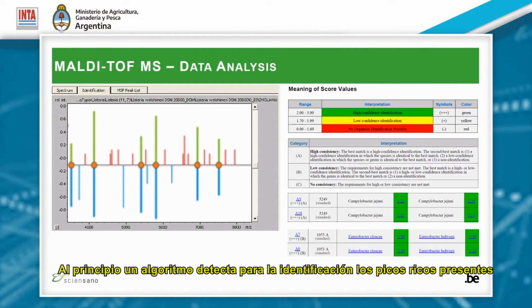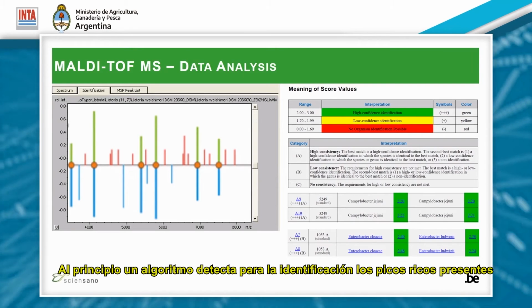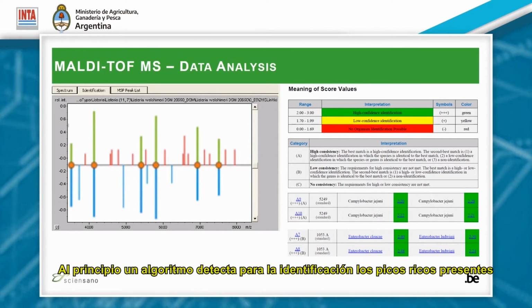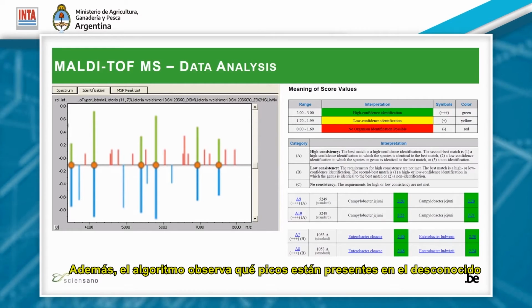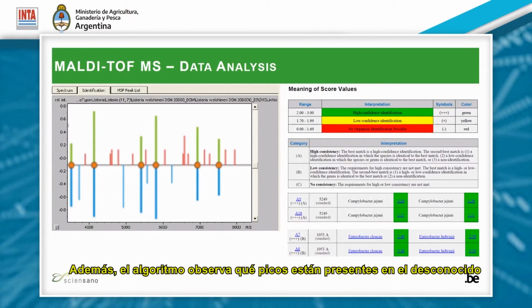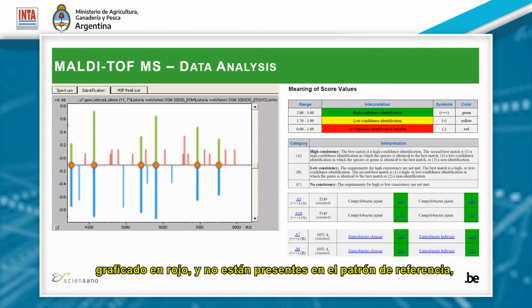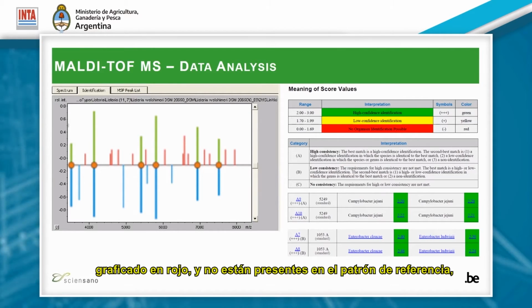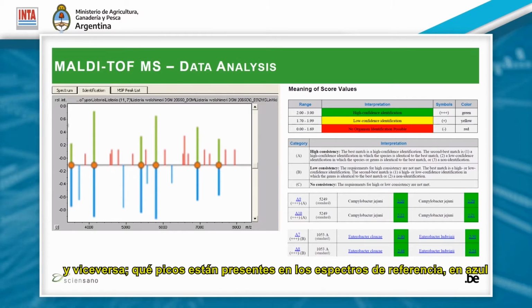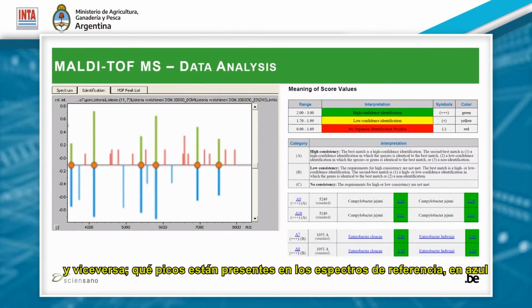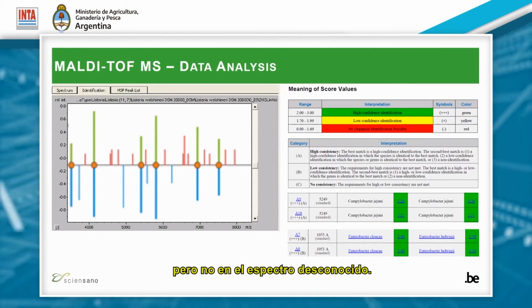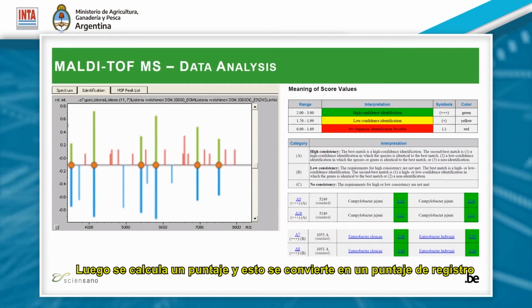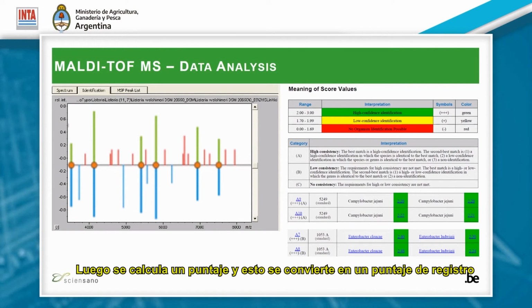And for identification, an algorithm is looking at first which peaks are present in both the unknown and the reference pattern. Then the algorithm will also look at which peaks are present in the unknown, the red ones, but not present in the reference pattern, and vice versa, which peaks here in blue are present in the reference spectra, but not present in the unknown spectrum. And a score is calculated, and this is turned into a log score.